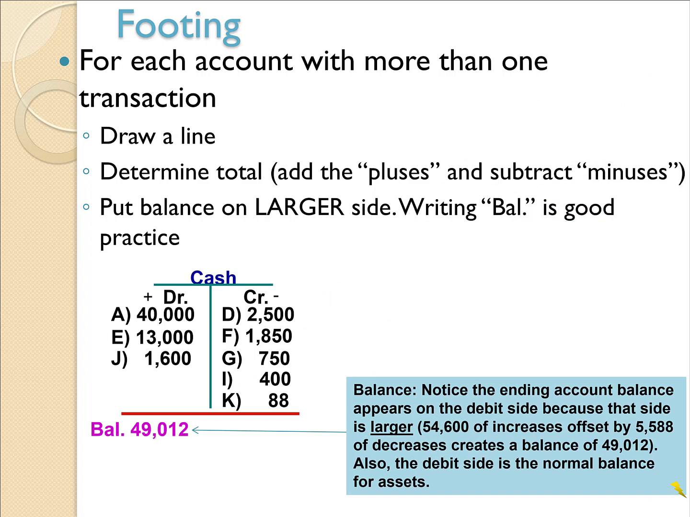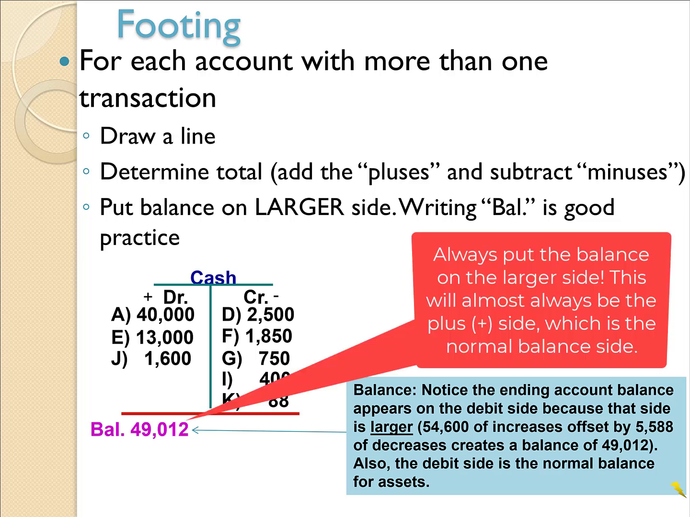So it's really important that you notice that the ending account balance appears on the debit side because that side is larger in this case. And of course, we calculated that by $54,600 of increases offset by $5,588 of decreases, creates a balance of $49,012. And another reason why we put the balance on the debit side for cash is because that's the normal balance. Remember, the term normal balance just means the plus side.